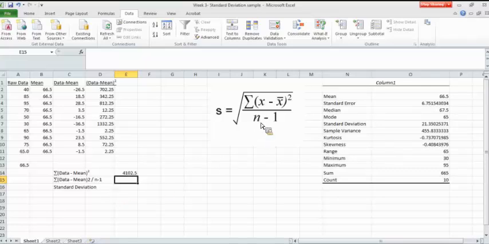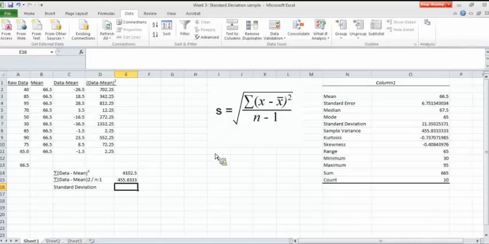So what is n? Well, n is the number of points we have. So 1, 2, 3, 4, 5, 6, 7, 8, 9, 10. So we have 10 points. So 10 minus 1 is 9. So I'm going to take this, which was the top, divided by 9. Now that gives us this whole portion under the radical. So to find the standard deviation, now I have to take the square root.